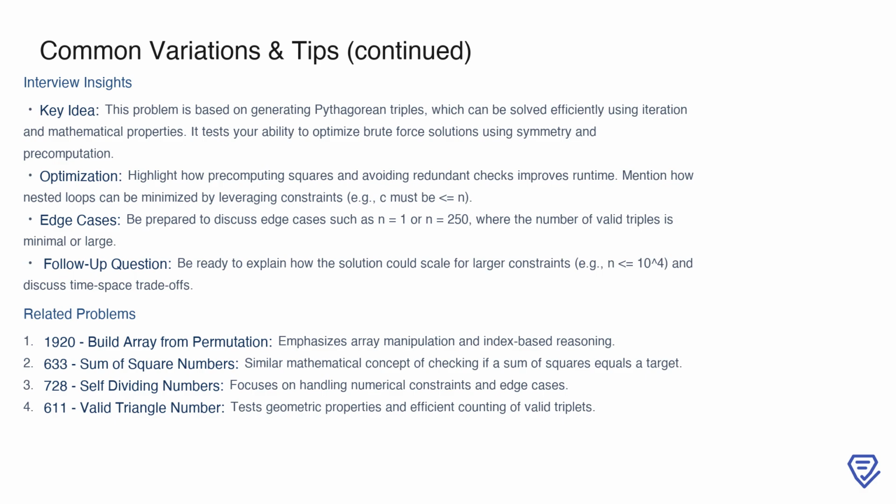Be ready to discuss edge cases, like when n equals 1, where there are no valid triples, or when n is very large, like 250, where the solution space is much bigger. A common follow-up question might involve scaling the solution for larger constraints, such as n up to 10,000. Here, you'll need to weigh time-space trade-offs, for instance, using extra memory for pre-computed values versus recomputing them on the fly. Additionally, related problems like sum of square numbers or valid triangle number can help reinforce similar mathematical and optimization concepts.